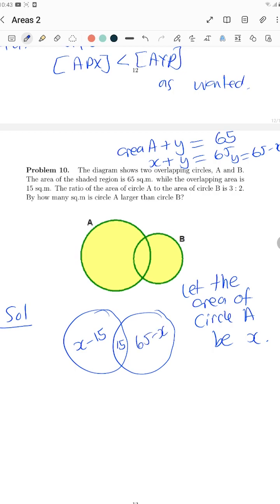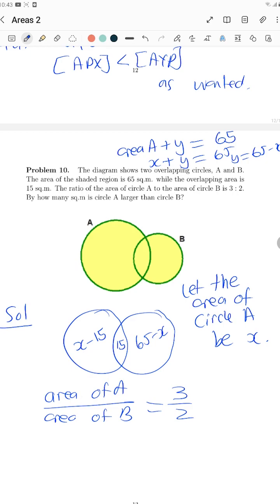You can always do your counting. Is the data satisfied? Yes. The overlapping area is 15. The total is 65 and the area of A is X. Great. And so now, what can we do now? So we know that the area of A to the area of B is 3 to 2. So let's fill that in. The area of A divided by the area of B has got to be 3 to 2.